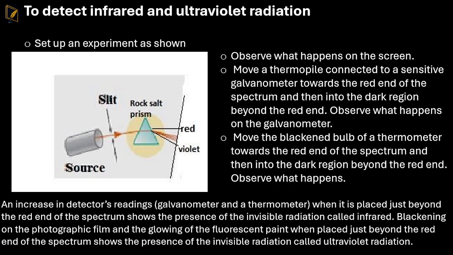Then there is the brightening on the photographic film. This is a photographic film, the one appearing like a black line. And the glowing of the fluorescent paint when placed just beyond the violet end of the spectrum shows the presence of invisible radiations called UV radiations or ultraviolet radiations. So these are the two experiments which can come out in this topic on how we can detect the particular types of radiations.